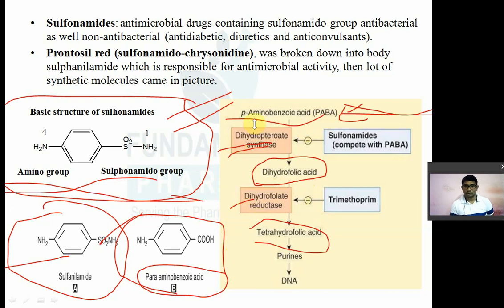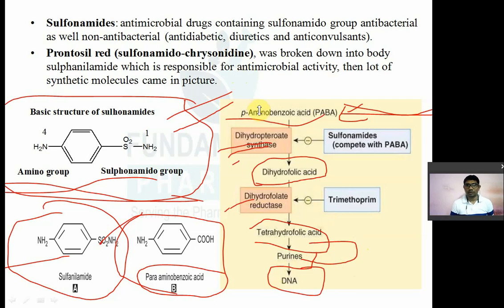Okay, so you can say folic acid synthase, folic acid reductase, या फिर आप dihydropteroate synthase बोलो, या फिर dihydrofolate reductase, same thing. Once tetrahydrofolic acid is formed inside the bacterial cell, it is utilized for different reactions and synthesis of purines and pyrimidines, and then after that there will be DNA synthesis. That means this para-amino benzoic acid is a very important component for synthesis of folic acid for the bacteria.